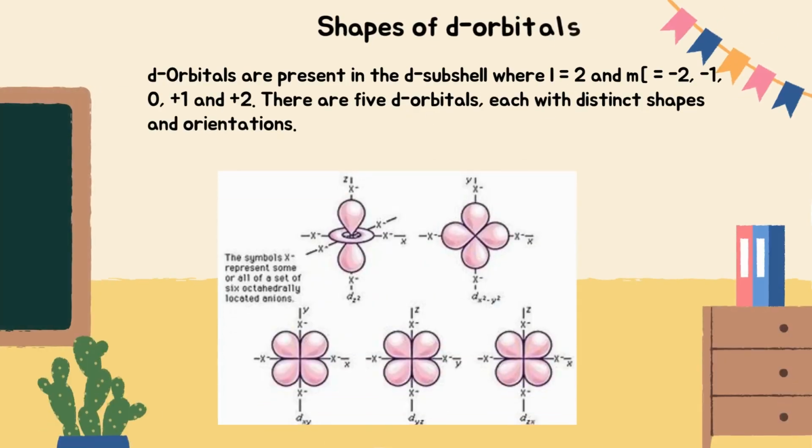Shapes of d orbitals. D orbitals are present in the d subshell where l equals 2 and ml equals -2, -1, 0, +1 and +2. There are 5 d orbitals, each with distinct shapes and orientations.